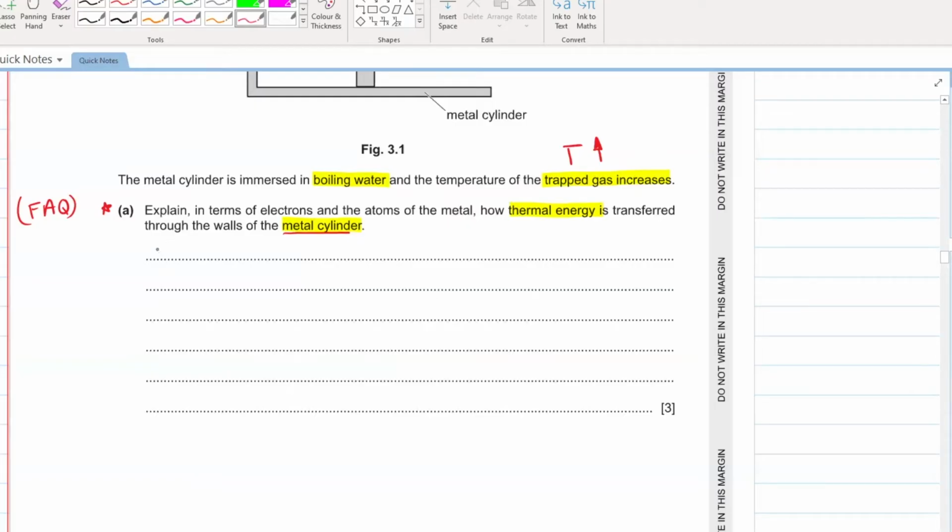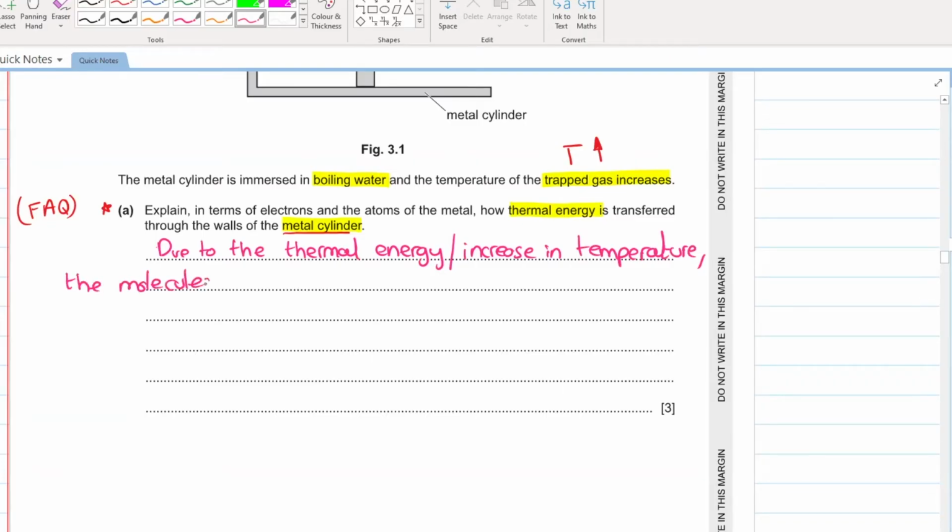Firstly, you will say due to the thermal energy, or you can say increase in temperature, the molecules start vibrating.